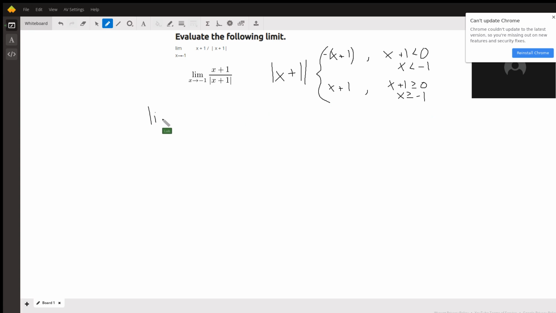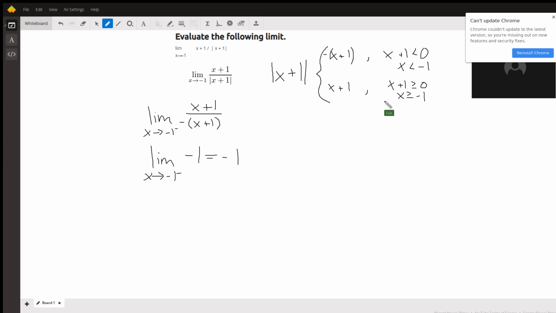So we have the limit as x approaches -1 from the left side. So instead of this absolute value, we're going to go with negative x plus 1, because we're taking numbers from the left side of -1. And the x plus 1's cancel out, which makes it the limit as x approaches -1 from the left side of -1, which is -1.